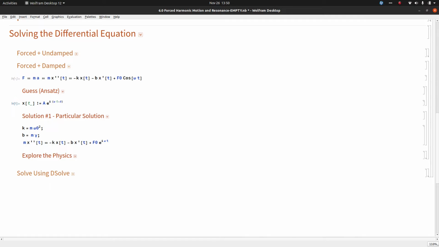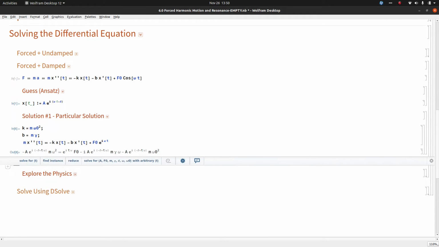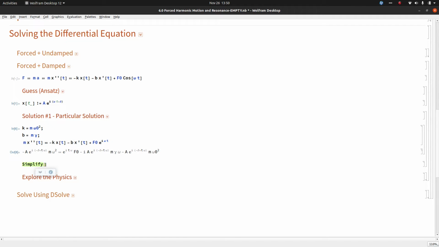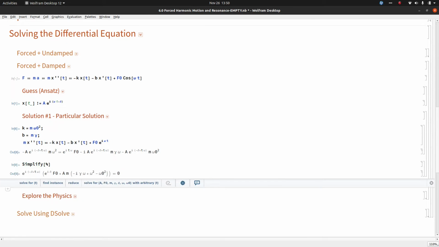And when I plug this into the differential equation, you can see I get a nasty algebraic equation. Lots of e to the i omega t's and other stuff that, fortunately enough, we can simplify. We're going to use Mathematica to do the hard work for us. And you see we've got an equation that looks a little bit similar to something we've seen before.